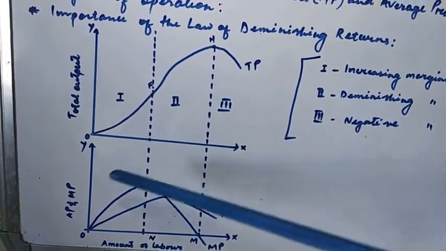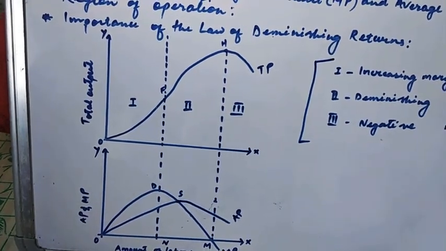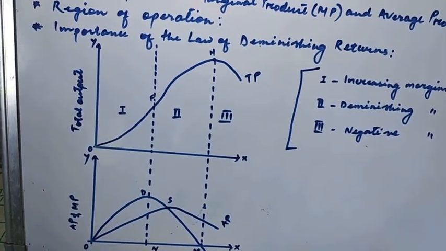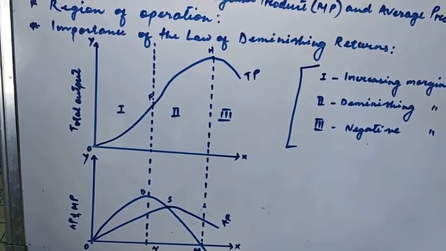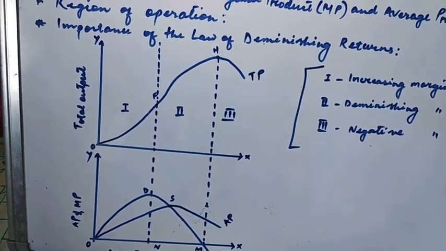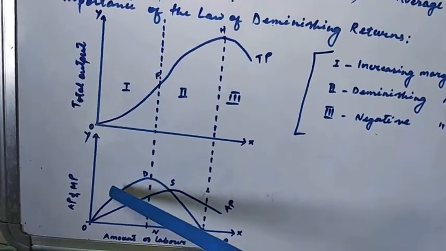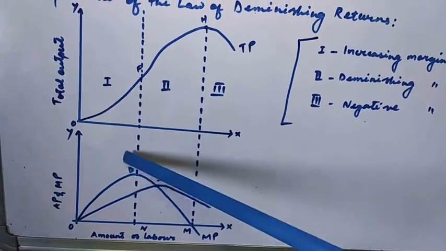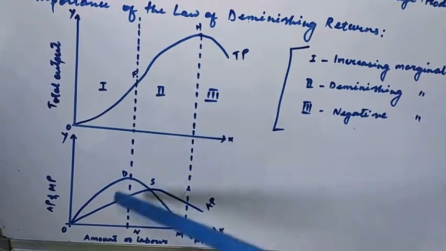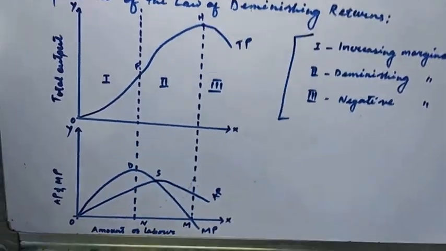So let us see stage 1. What do we see here? In stage 1 also, a rational producer will not operate to produce the product. And the reason is that both marginal and average product of labor are increasing throughout this stage. So in stage 1, let's see the lower diagram. Both marginal product and average product are increasing in this stage. You will see that the curves are increasing in stage 1.